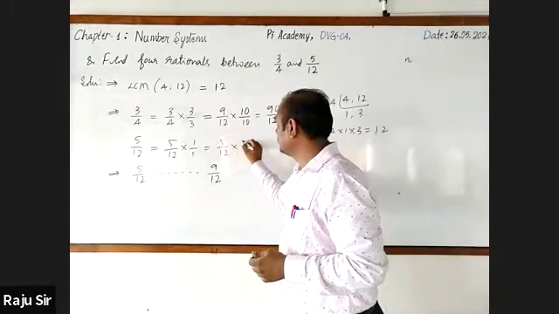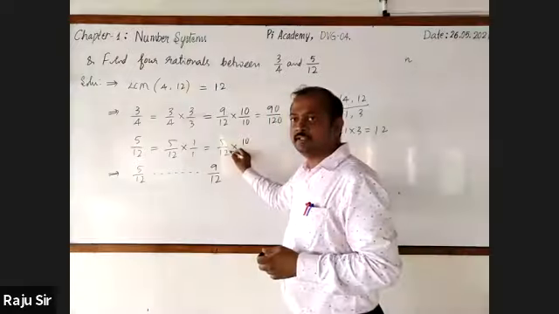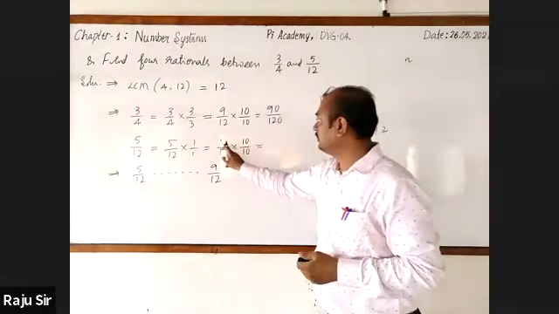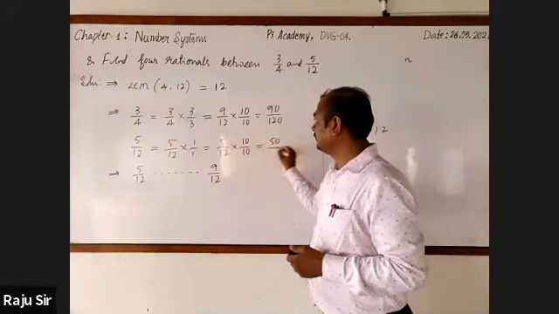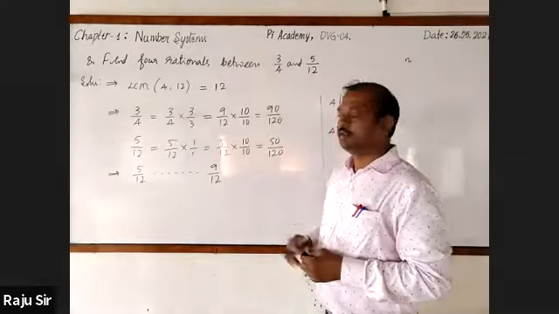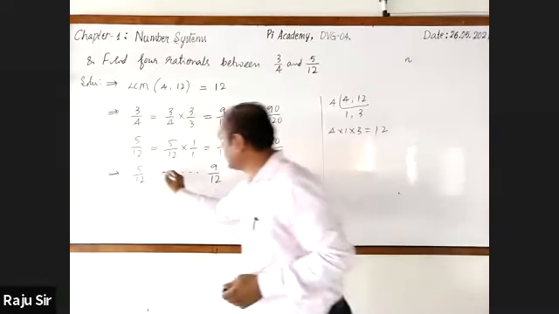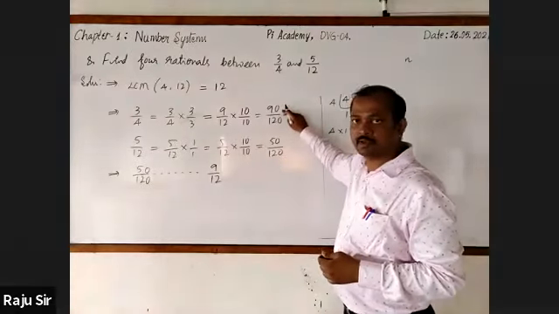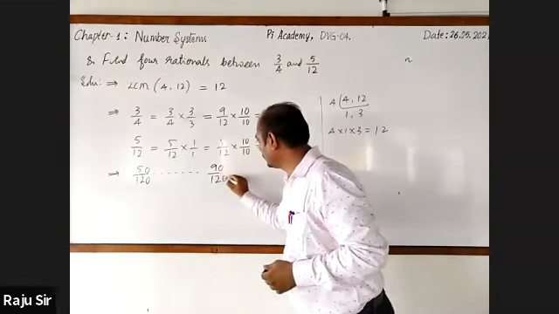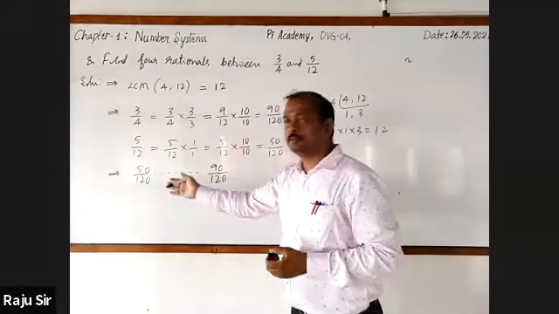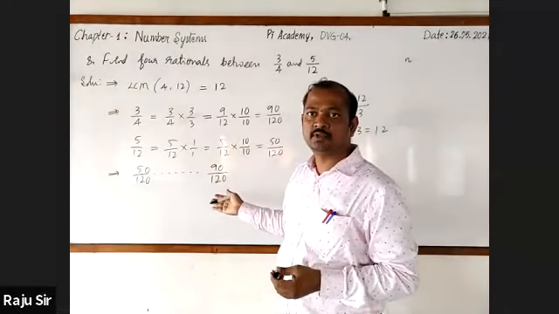Next, 5 by 12 into 10 by 10 is equal to 5 tens are 50, and 12 tens are 120. Now you write 50 by 120, and next, the other number 90 by 120. Got it? So you get plenty of numbers between these two. Write any 4.